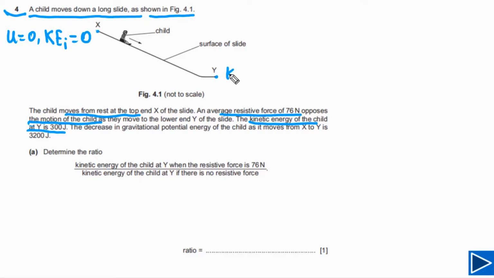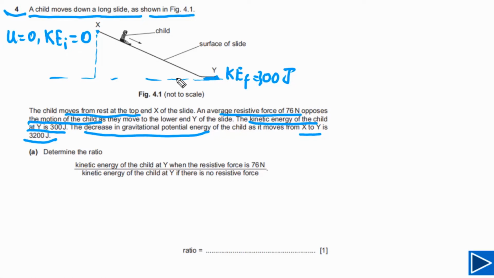Kinetic energy of the child at point Y is 300 joules. So at this point we can say kinetic energy final is equal to 300 joules at point Y. But the decrease in gravitational potential energy is also given, from X to Y. Means when this child moves from X to Y, the decrease in gravitational potential energy, delta GPE, is given to us and the value of this one is 3200 joules.